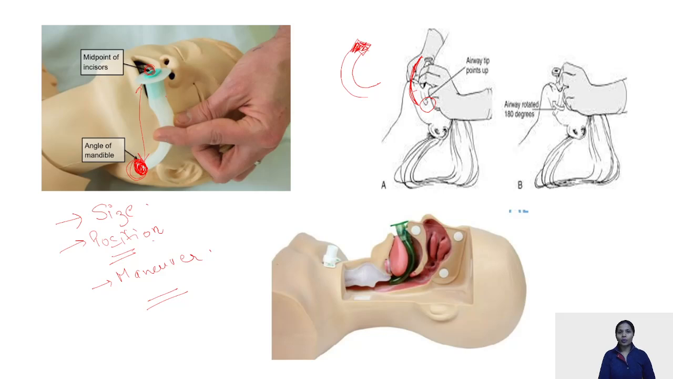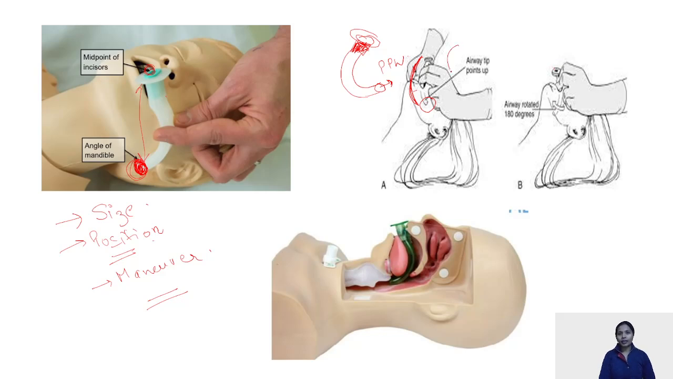This is the bite block part, or this is the part which is going to be outside, and this goes like this. When this goes and a little resistance comes, it touches the posterior pharyngeal wall. At that point, it is turned 180 degrees. Can you see it?